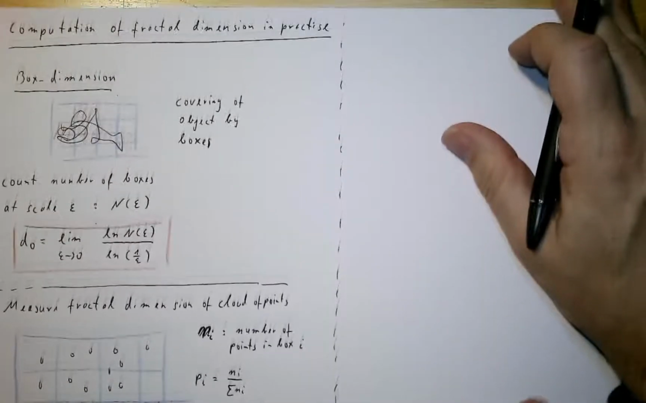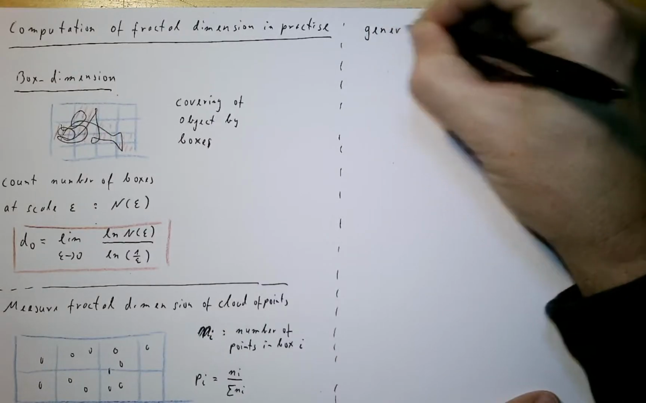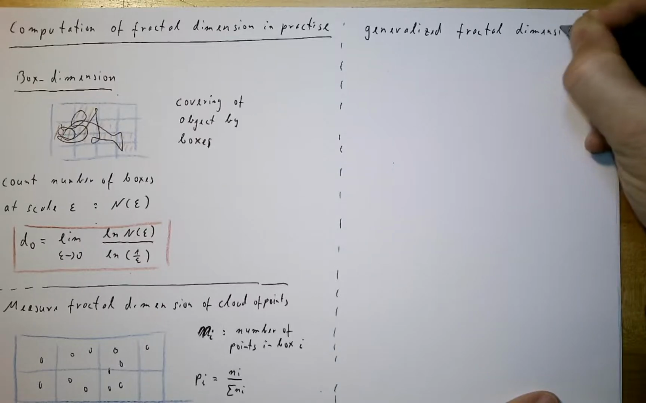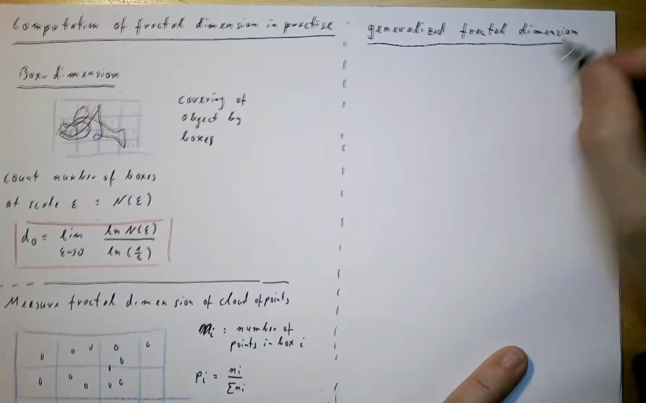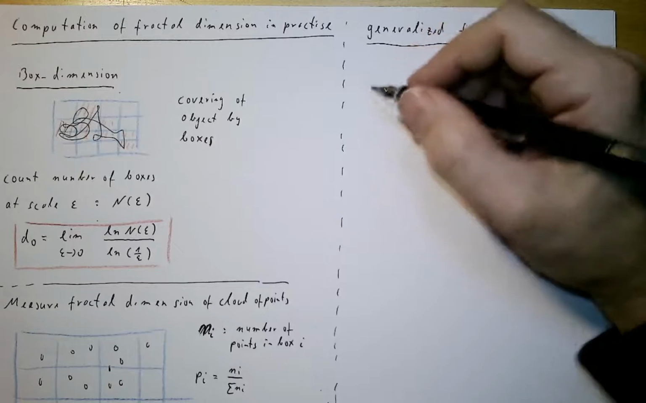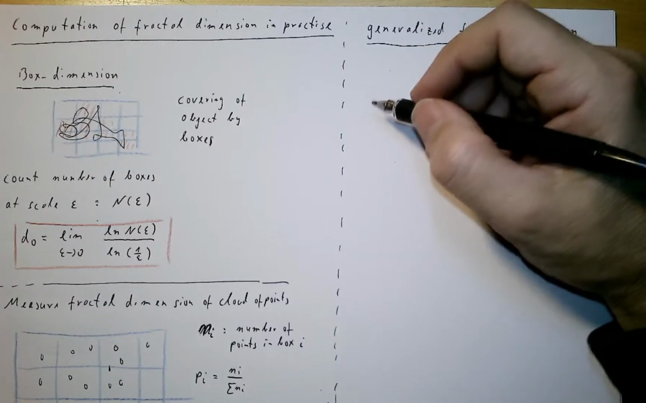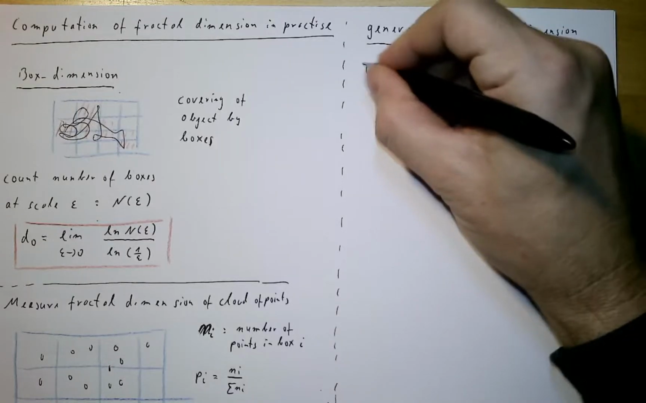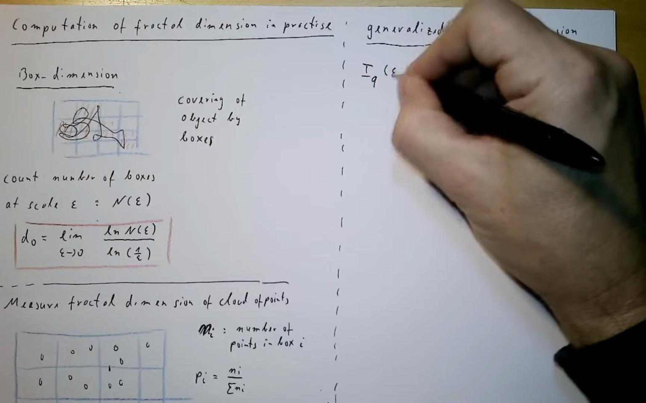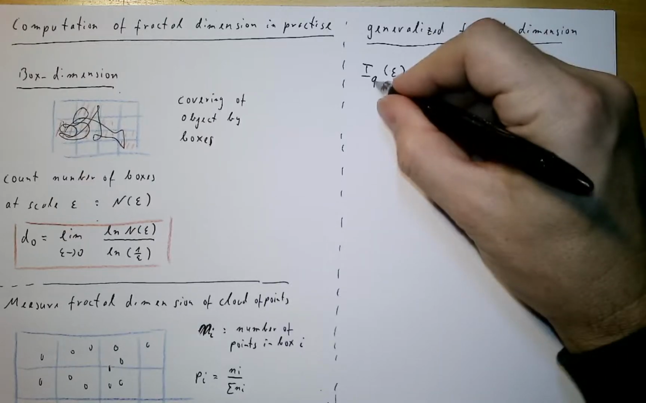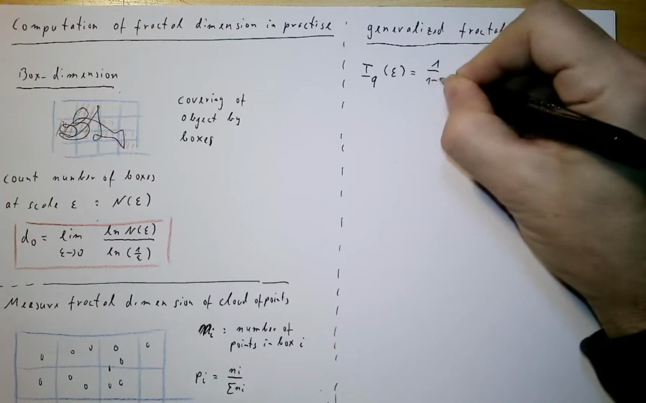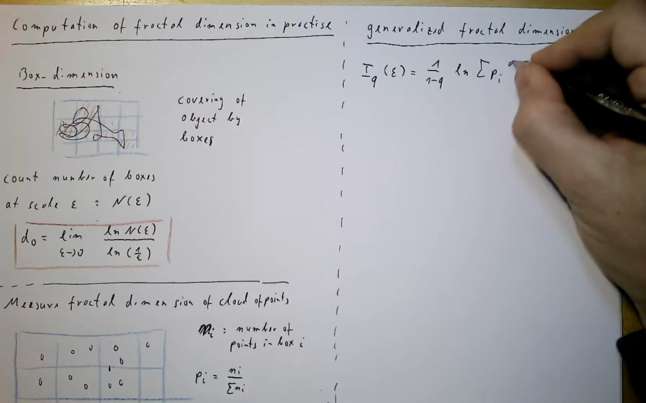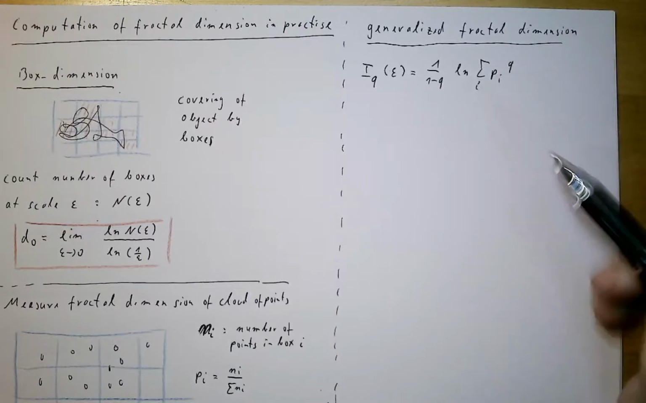So now we can define a generalized fractal dimension. For this, first let's say we write down some kind of information measure or some kind of entropy, and we call this here information of order Q, which depends on a certain scale epsilon. And Q is a number, it's a parameter. And we define this as 1 over 1 minus Q times the logarithm of the sum of this Pi to Q, and we have to sum over all boxes. So that's the definition.